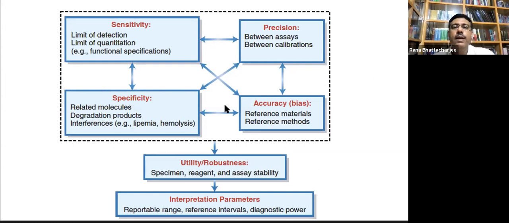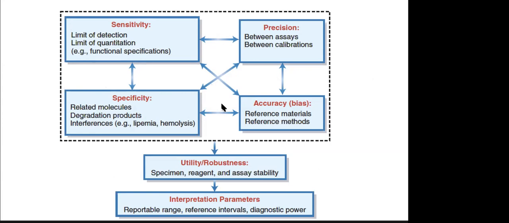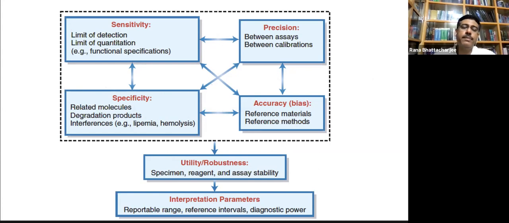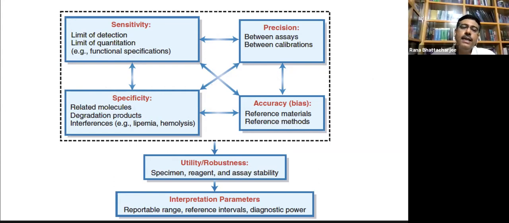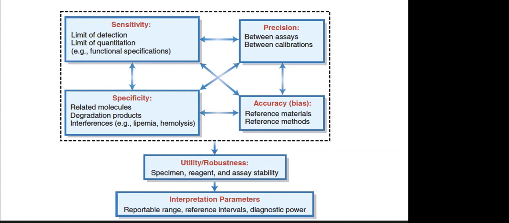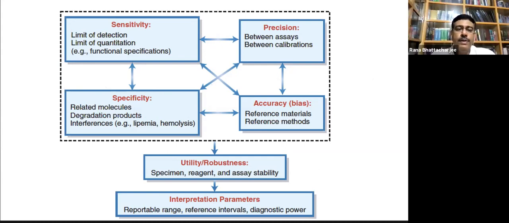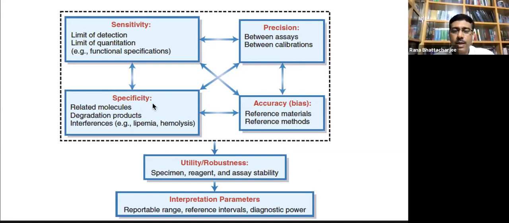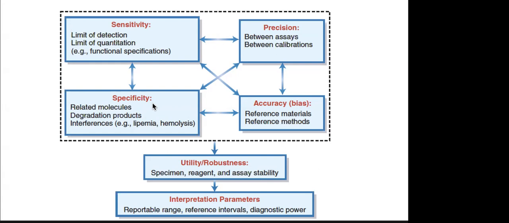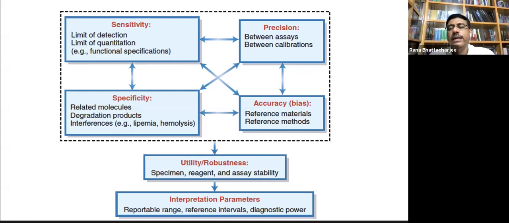What is specificity? It is the ability to detect a particular molecule when related molecules are present in that particular sample, or a degraded product of the analyte is present in the sample. Specificity can also be affected by various kinds of interference like lipemia or hemolysis. I will discuss that later on. But this specificity is very important. I will show you one example where, when you measure, say, cortisol, you must know how much it cross reacts with other related molecules. So this specificity is very much related to cross reactivity, which I will discuss later on.